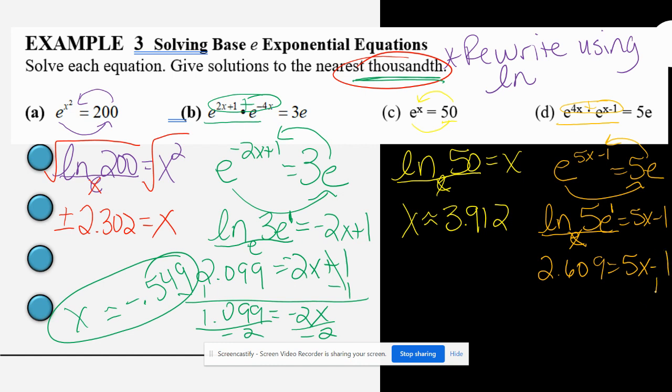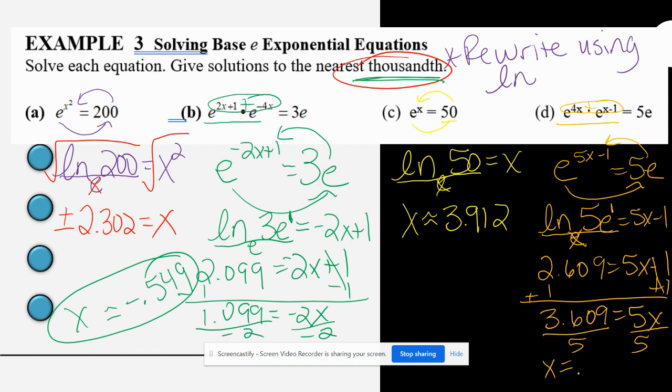To finish solving for x, we would add 1 to both sides. And then the opposite of multiplying x by 5 is dividing x by 5. And that would give us roughly about 0.722.